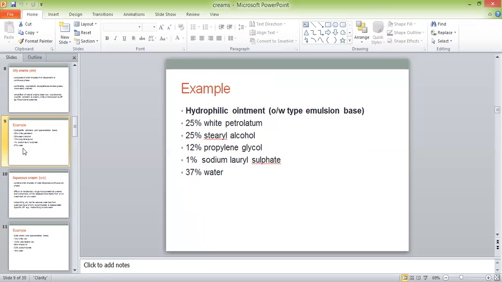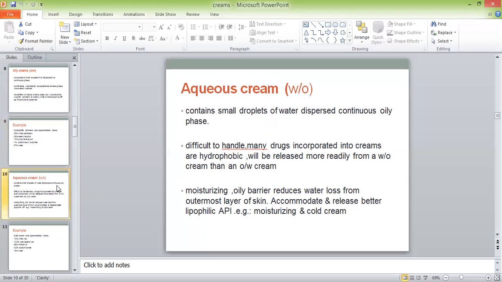Then we have aqueous creams, or water and oil creams. They basically contain small droplets of water which are dispersed in the external phase, which is the oily phase, and they are very difficult to handle. Different drugs are incorporated into such creams, and they will be released more readily from a water and oil cream as compared to the oil and water cream.